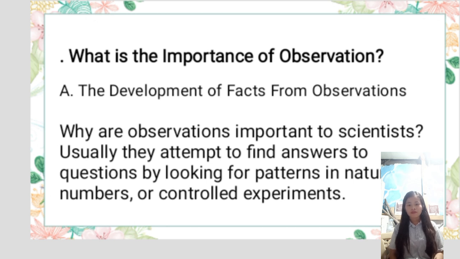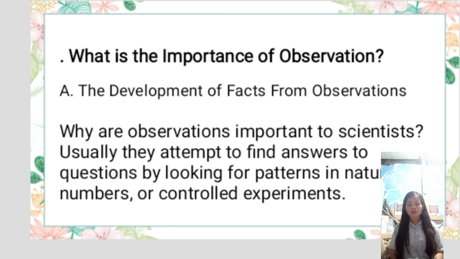The development of facts from observation. Observation provides the raw data needed to establish scientific facts. Scientists use systematic observation to gather measurable and repeatable information. This data forms the foundation of developing theories and laws in science.